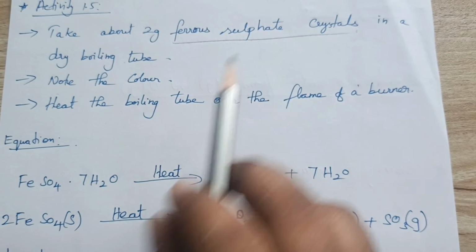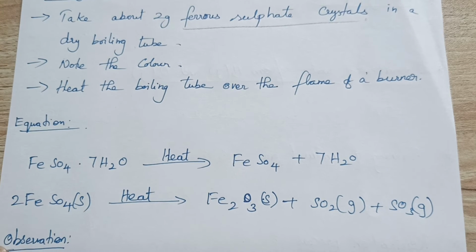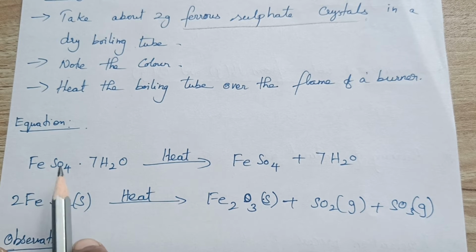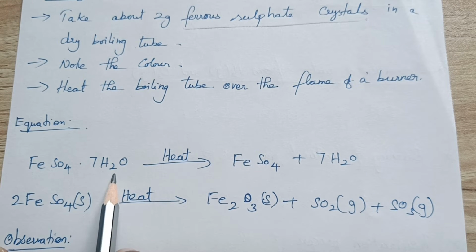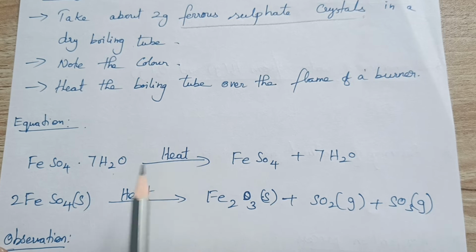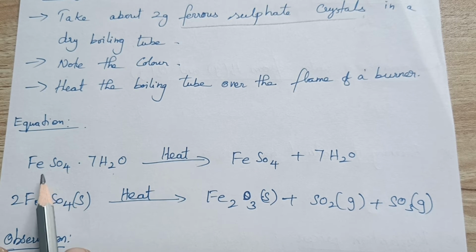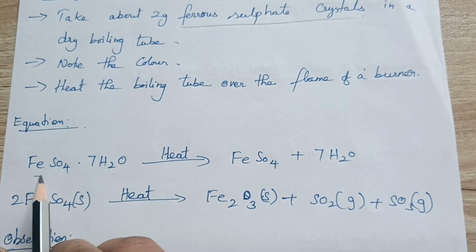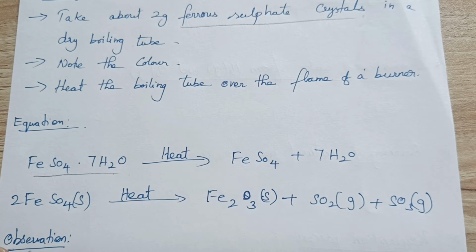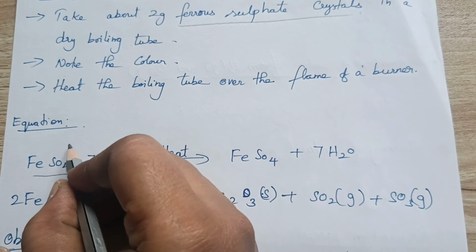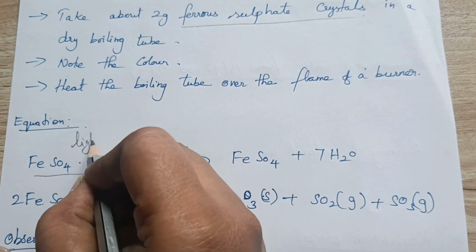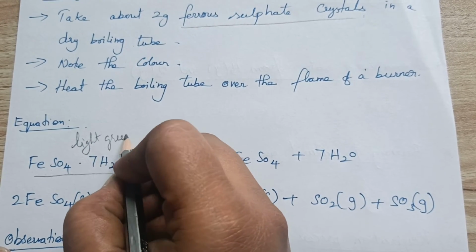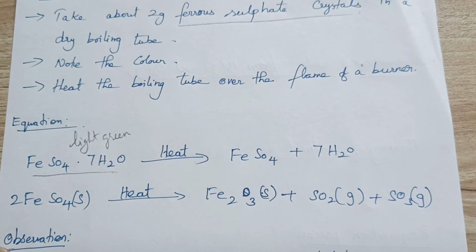What is meant by ferrous sulfate crystal? Ferrous sulfate crystals means it is a hydrated salt. It contains water in it. Okay, FeSO4·7H2O. So upon heating, first note this. They asked us to note the color, right? So the color of the ferrous sulfate crystals is light green in color.